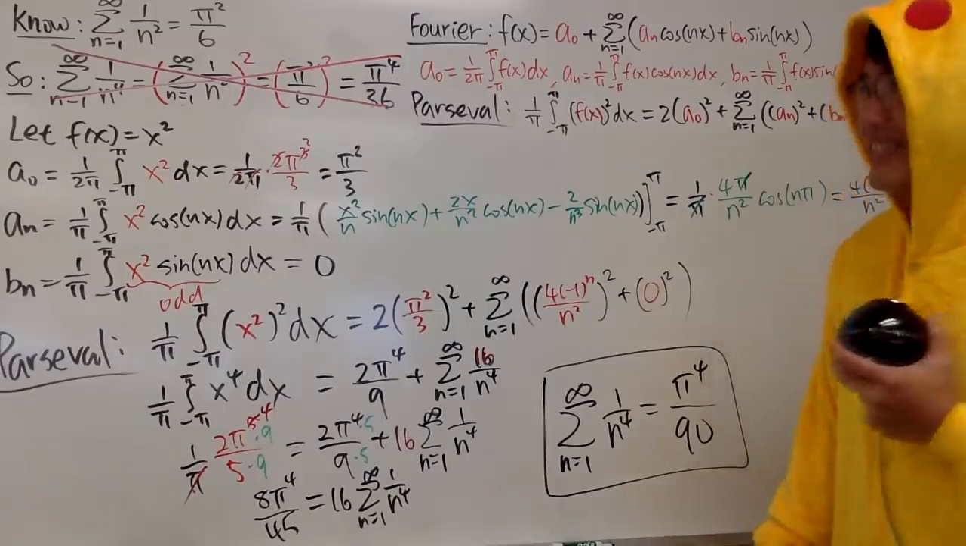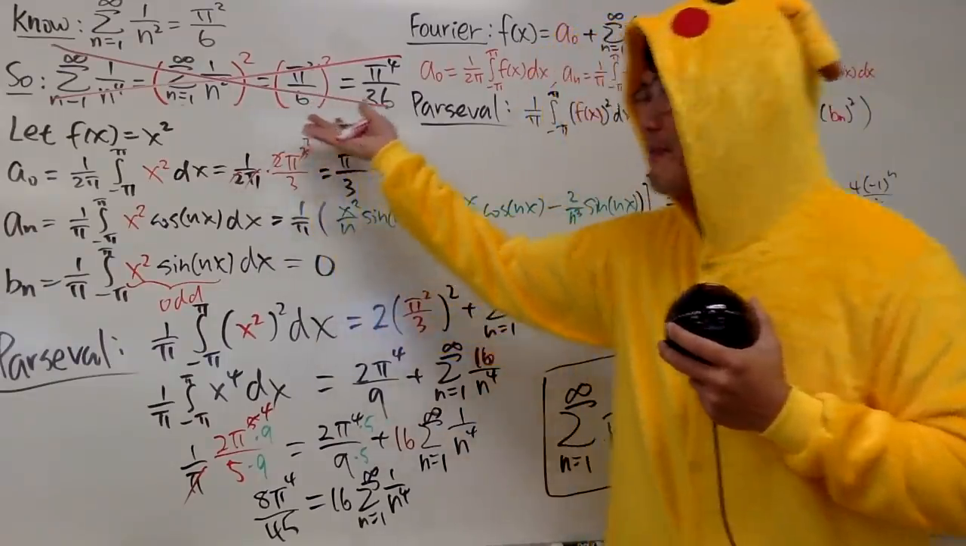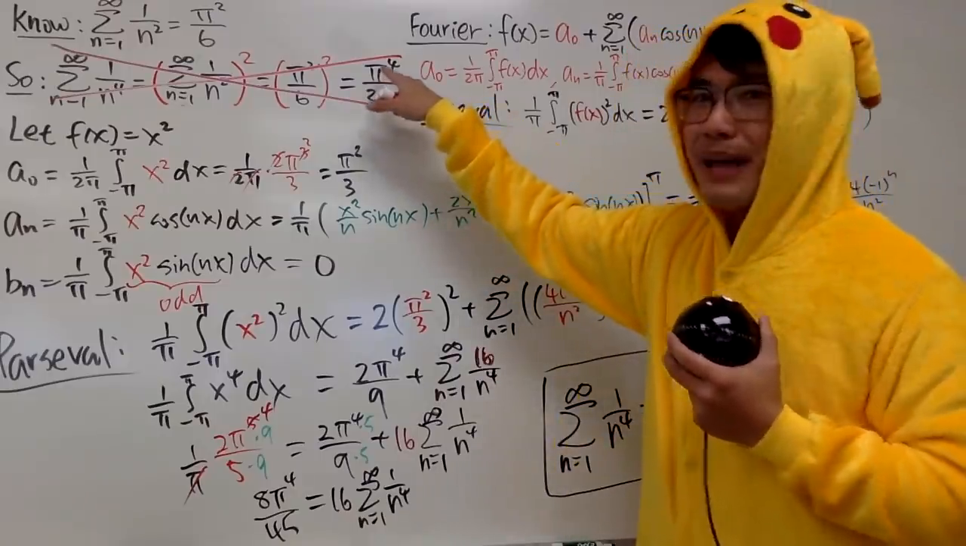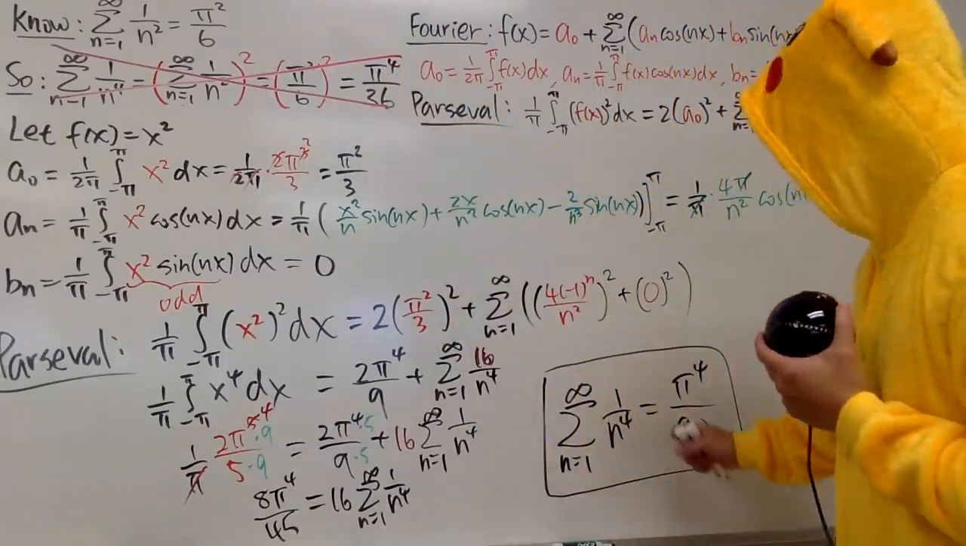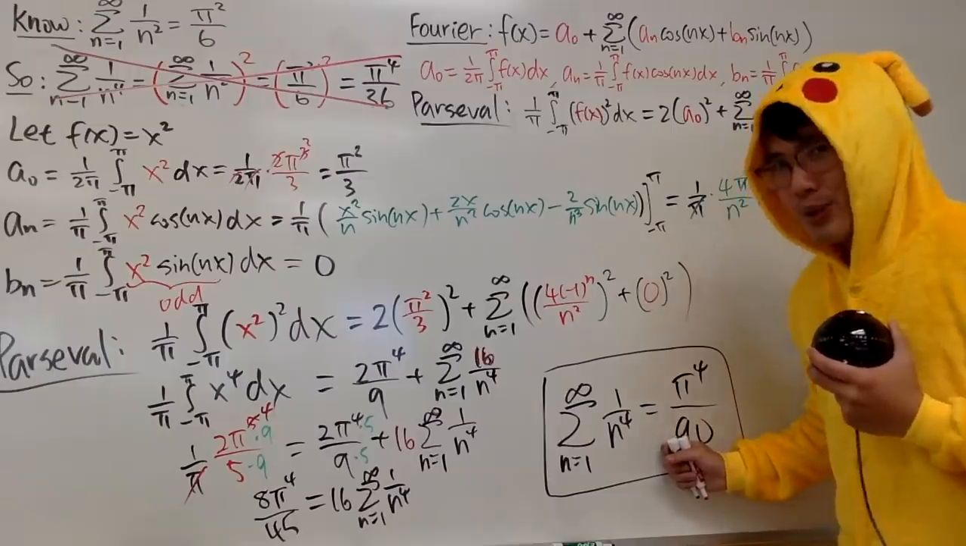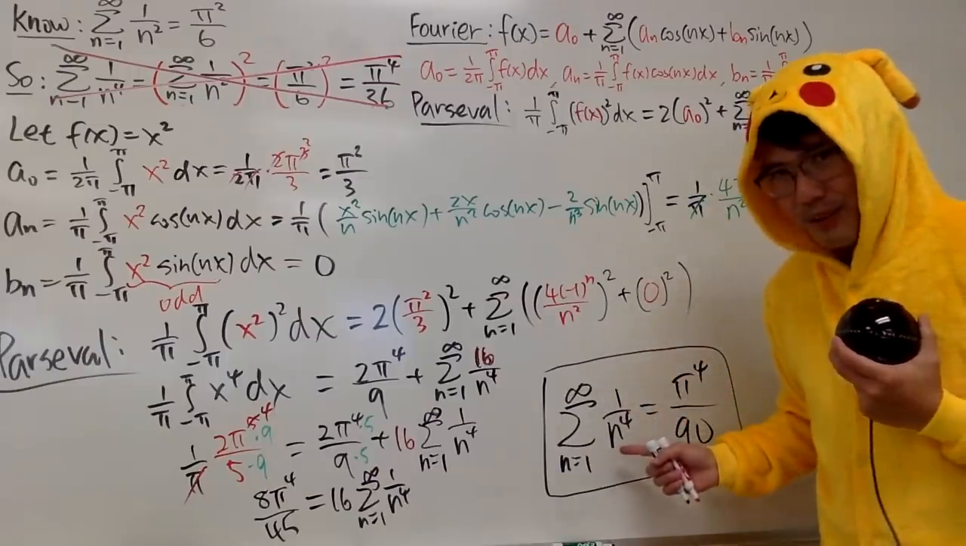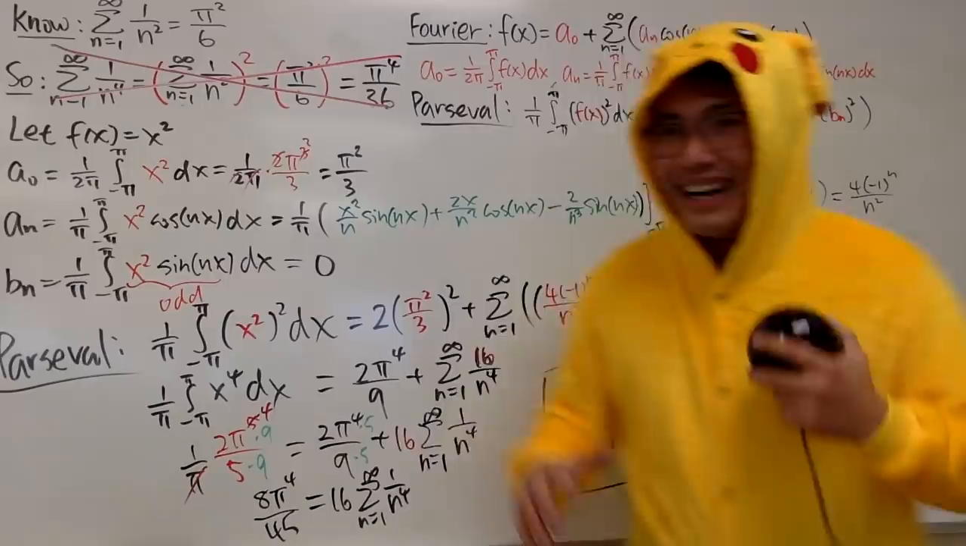So cool, isn't it? Of course, this right here, unfortunately, is not right. But we do get the pi to the 4th power right here correctly, okay? So this is how Pikachu will do the sum as n goes from 1 to infinity of 1 over n to the 4th power. Okay, so this is it.